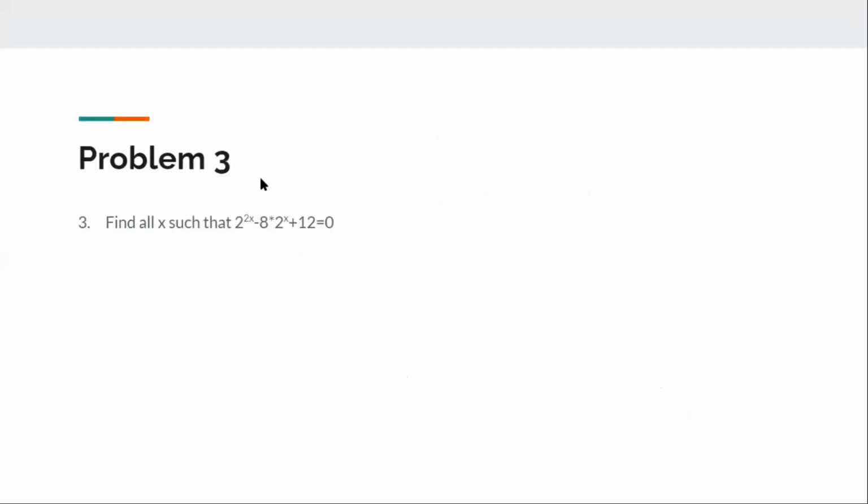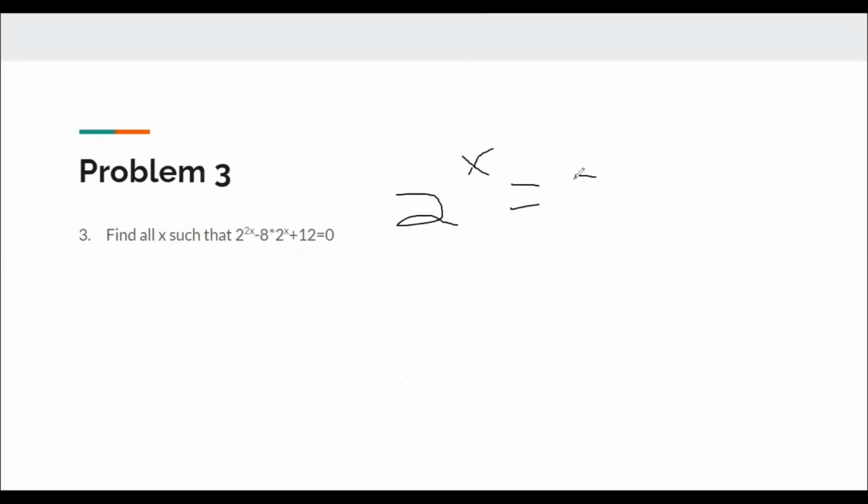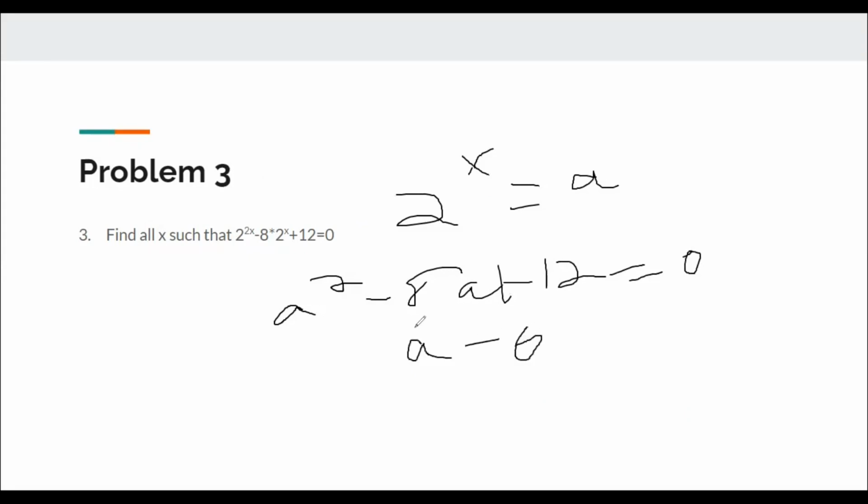And the last problem was, find all x such that 2 to the power 2x minus 8 times 2 to the power x plus 12 is equal to 0. If we set 2 to the power x equal to a, we're going to get a squared minus 8a plus 12 is equal to 0. So you can factor this as a minus 6 times a minus 2 is equal to 0. So a is either equal to 6 or a is equal to 2.